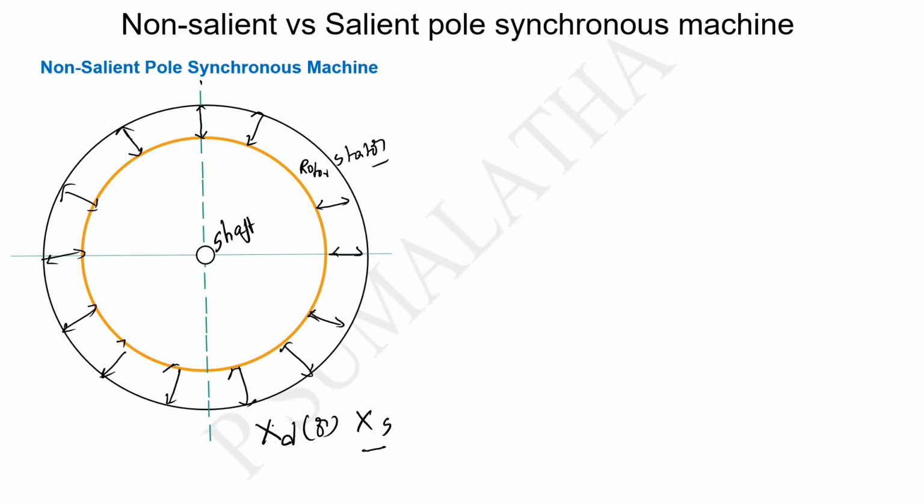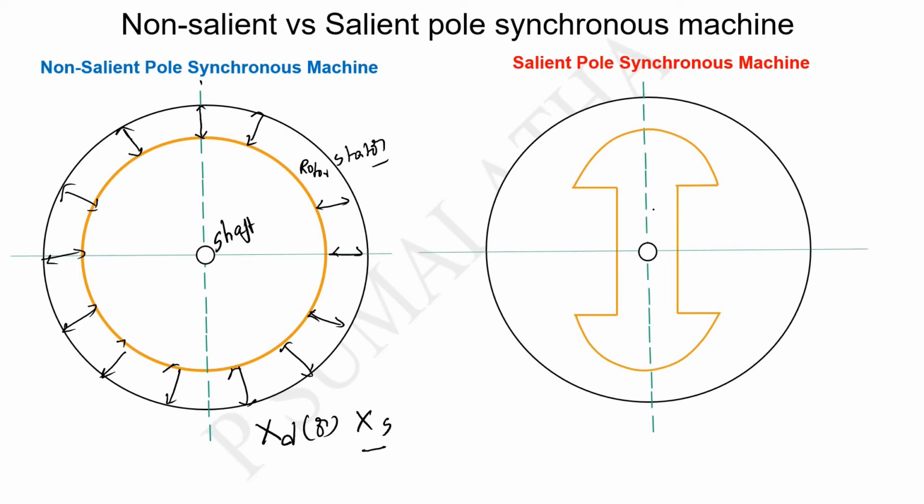Coming to the salient pole synchronous machine, the rotor poles will be projected outside. So it is not mounted on the surface itself, and the structure will be no more uniform like the cylindrical rotor, or you can say the non-salient pole synchronous machine. Because of this kind of construction, the air gap between the rotor and the stator will be non-uniform. If you see here, the air gap at this position is different, and if you keep moving, the air gap will be increasing. Along this axis, we will get the maximum air gap.